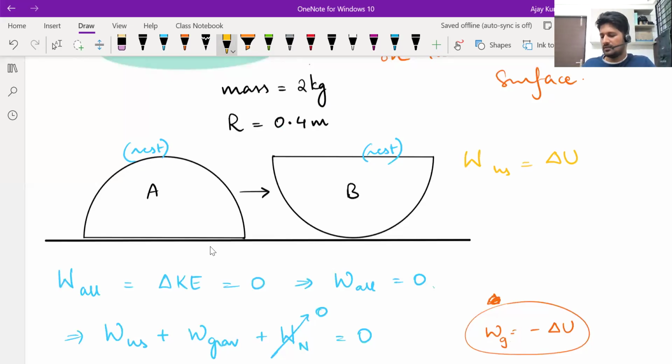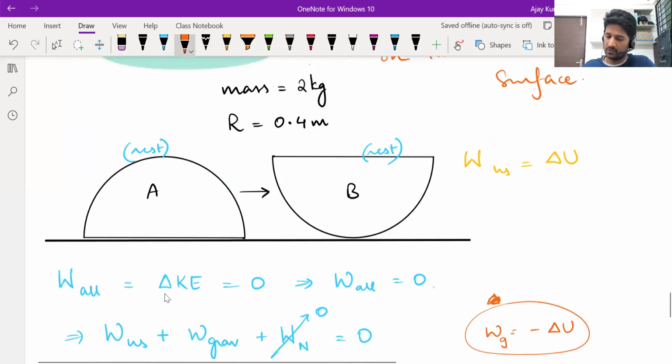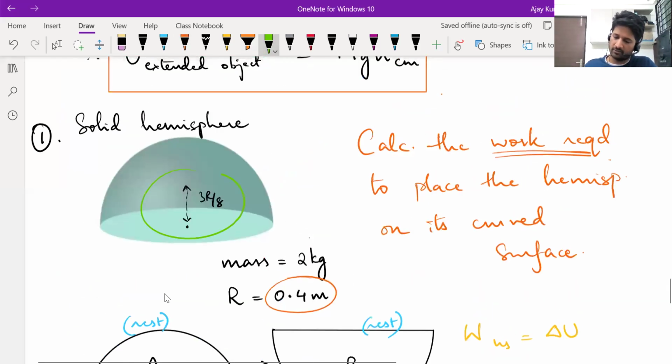Okay. Now, how do you calculate change in potential energy? Final potential energy minus initial. Okay. Now, this is not a point object. It's an extended system whose radius is significant, 0.4 meters. So if you want to calculate its potential energy, you need to look for the position of its center of mass. That is why I asked you, where is the center of mass of a solid hemisphere? It's at 3r/8 from the base.